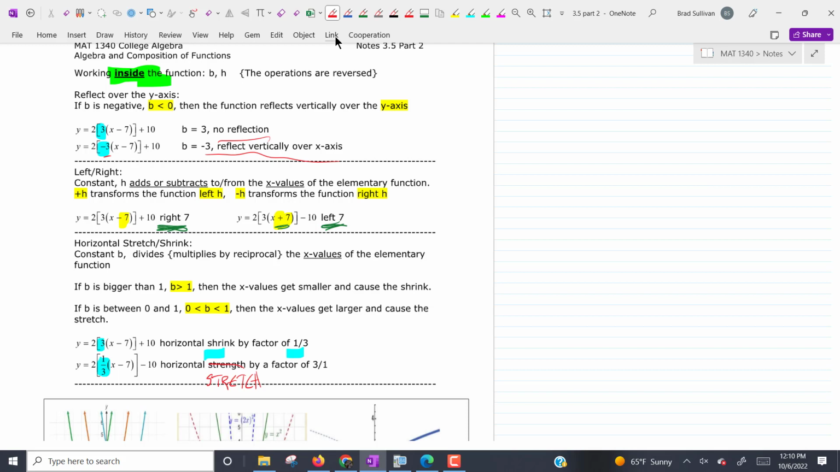The things inside are always a little trickier for students. So that would be left 7, that would be right 7. The sign tells you. Does that make sense? It's inside the function. Adding 7 makes you go to the left. Subtracting 7 makes you go to the right.